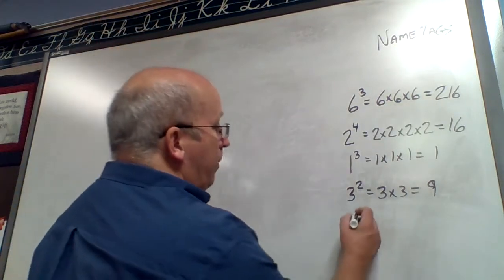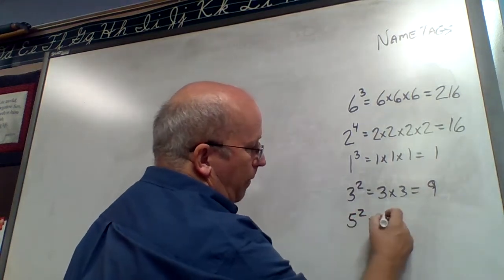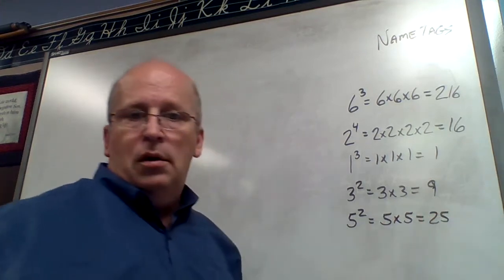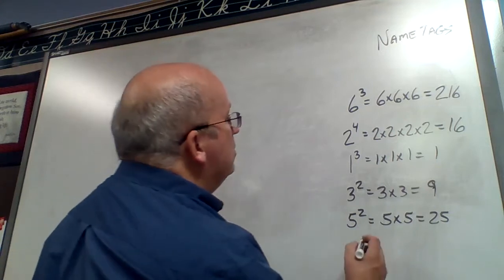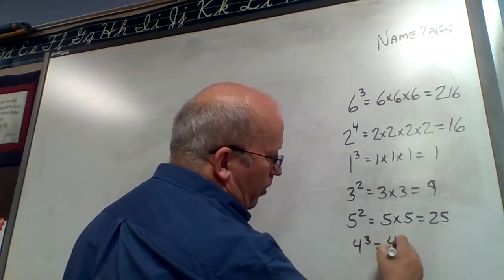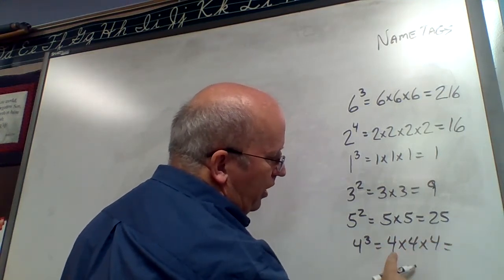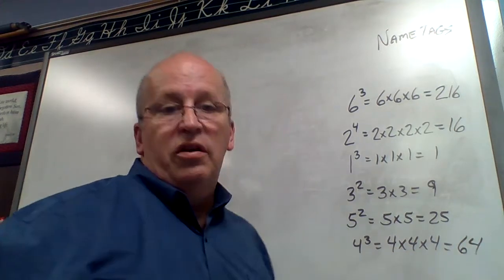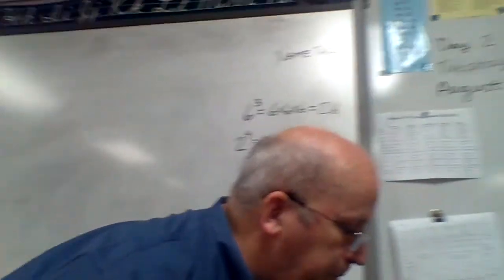Let's try another one. What about something like, say, 5 to the second power? 5 to the second power means 5 times 5, or 25. Hopefully you're starting to get the hang of this. Okay. What about something like, let's do 4 to the third power. 4 to the third power means 4 times 4 times 4, which is 16 times 4, which is 64. How are we doing? Hopefully we got that figured out.